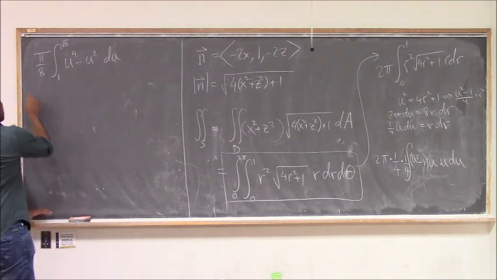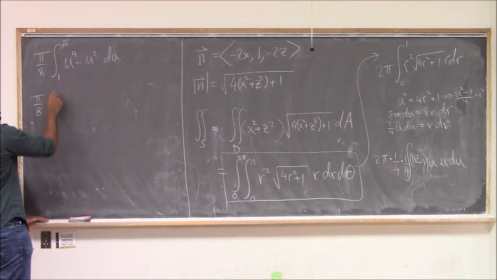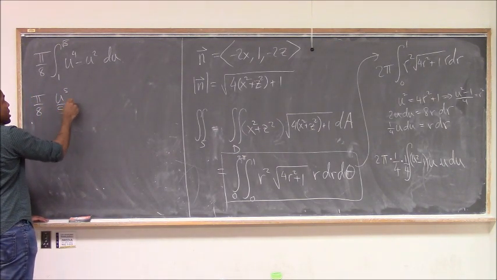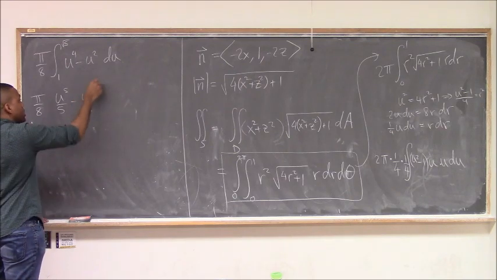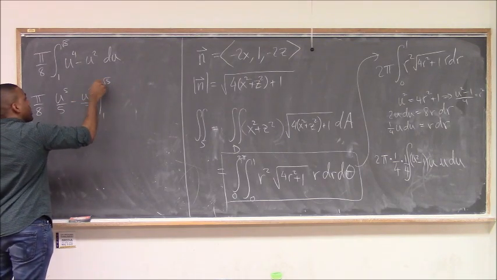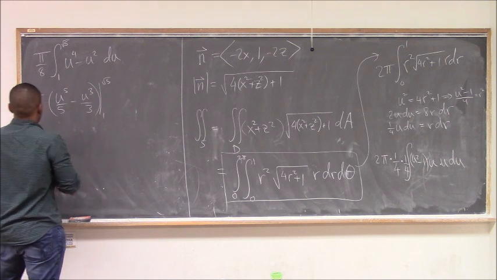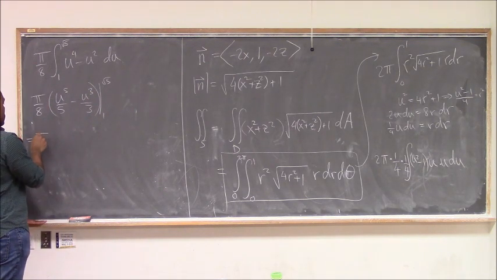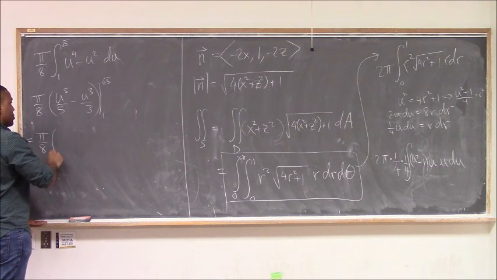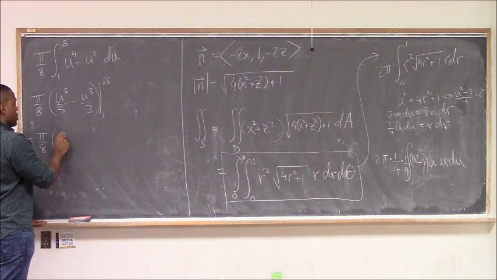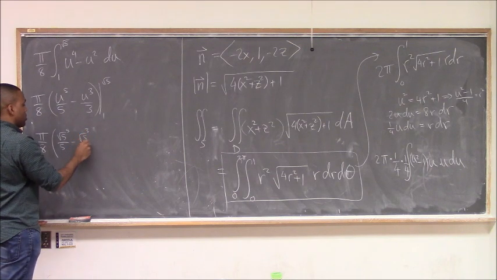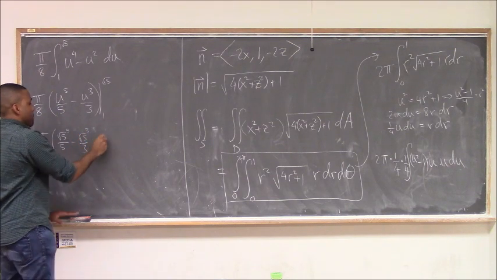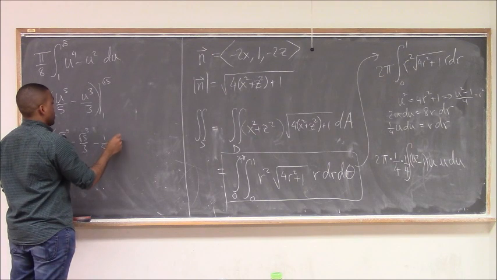And so u to the 5th over 5 minus u cubed over 3, between 1 and radical 5. Radical 5 to the 5th over 5 minus radical 5 cubed over 3, minus a 5th plus a 3rd.